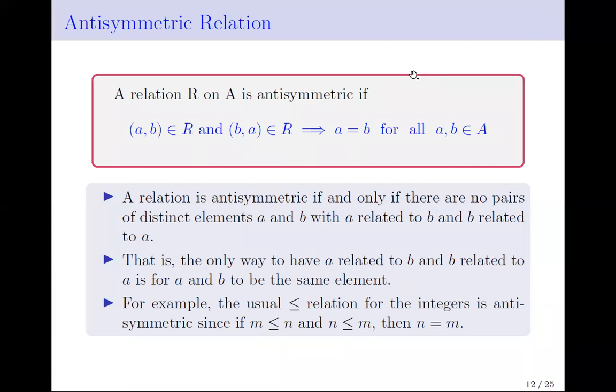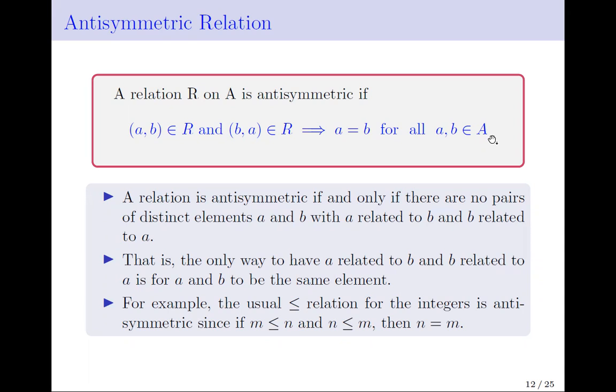Dear students, last day we discussed the properties of relations such as reflexive, irreflexive, symmetric. Now we are going to see the remaining definitions. First of all, we have antisymmetric relation. A relation R on a set A is said to be antisymmetric if (a, b) belongs to R and (b, a) belongs to R, then a equal to b for all a, b belonging to A.